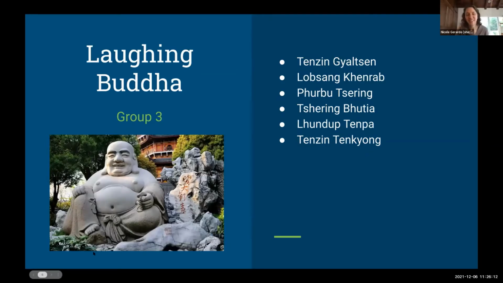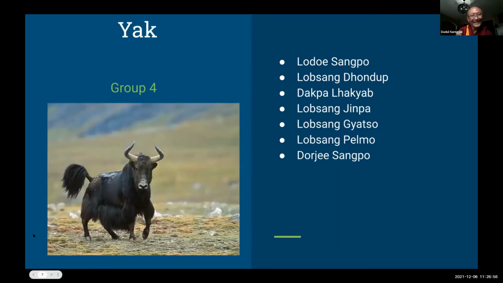Group three. Hello, everyone. Our group name is Laughing Buddha, and we are presenting from Serame. The reason why we chose the Laughing Buddha is because we are going to study with enjoyment and love, and we are all cool guys. So anybody who has a problem, just feel free to ask us, and we are going to try to solve it. That's it, thank you. Okay, group four.